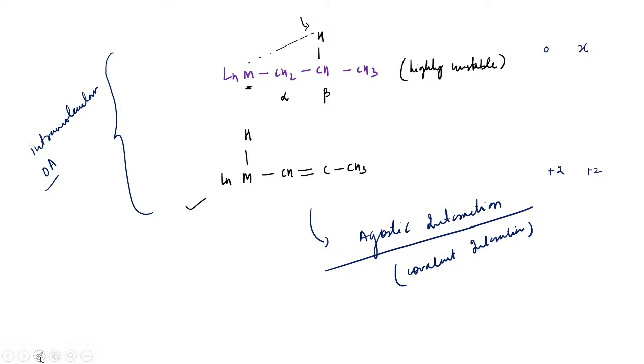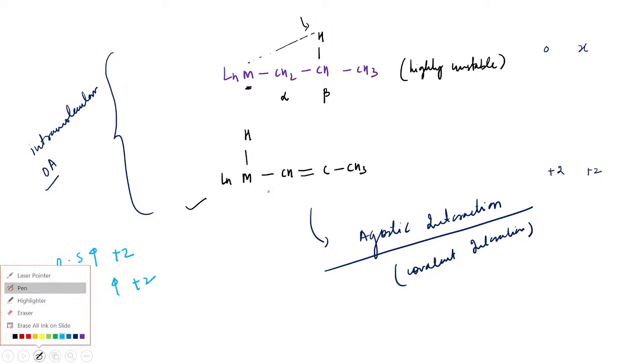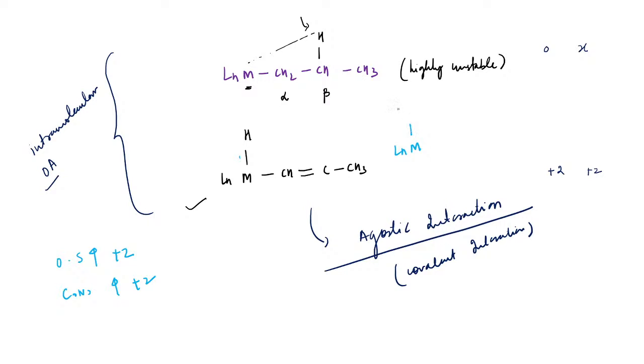And what are the features or results of this type of interaction? The oxidation state increases by +2, and the coordination number increases by +2. You can figure out over here that there is an increase in oxidation state, because we can write this structure like this: hydrogen connected with this CH and this CH. So there is an increase in oxidation state by +2.